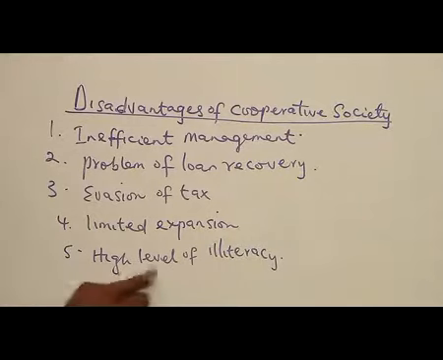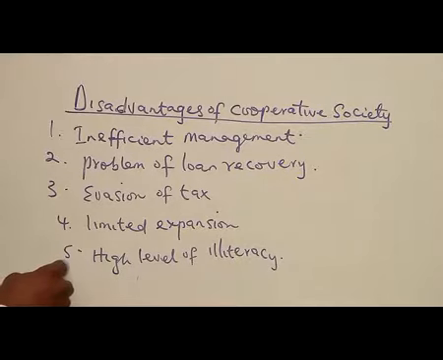Number 5, high level of illiteracy. High level of illiteracy in the sense that most of them are not literate. They are just in that society for one reason or the other. So the element of illiteracy that exists in cooperative society reduces the performance of such society.